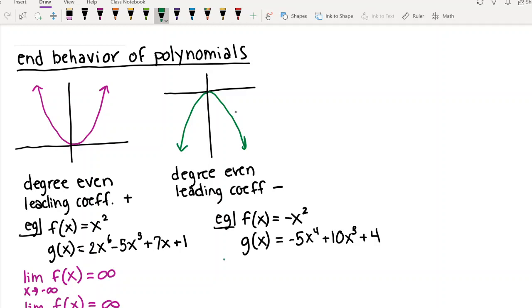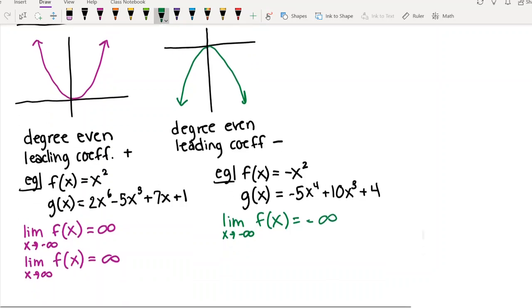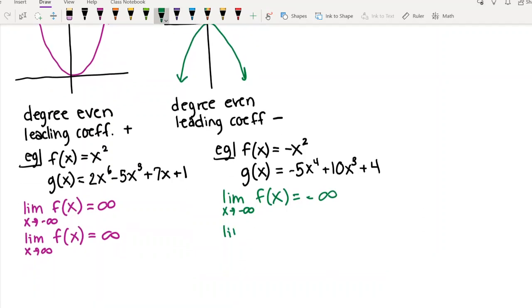So for this function, the limit as x approaches negative infinity of the function is going to be equal to negative infinity, because it's going down on both ends. And the limit as x approaches positive infinity is also going to be negative infinity. So it goes down on both ends.